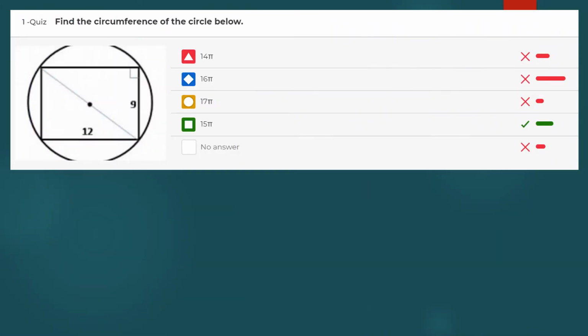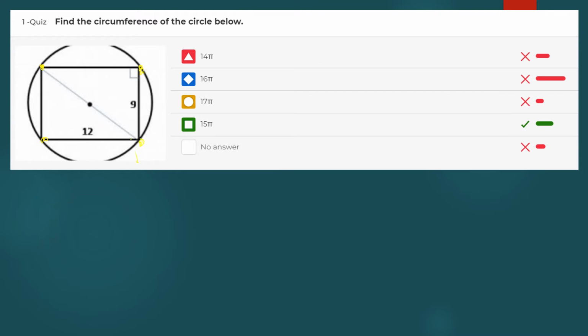Okay, so for the first question, we have here, find the circumference of the circle below. If we analyze the figure, we can see that a rectangle is inscribed in a circle. So when can we say that a particular figure is inscribed in another figure or shape? As you can see here, the vertices of our rectangle are points on the circle.